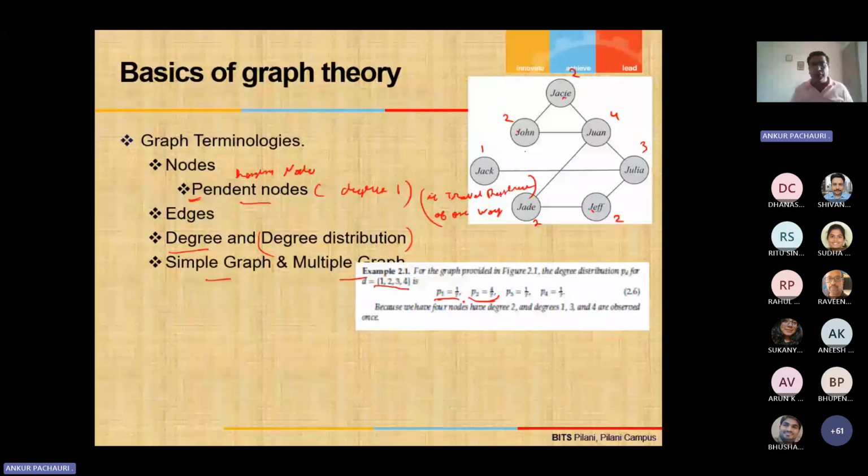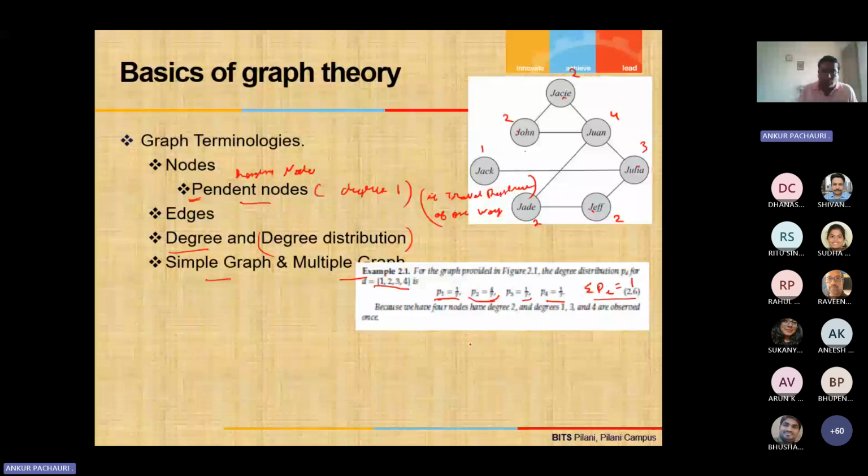Contribution of nodes with degree 3 is 1 by 7, so P3 is 1 by 7. The contribution of nodes with degree 4 is 1 out of 7, so P4 is 1 by 7. When I sum all Pi's, the sum of all Pi's equals 1, meaning the total contribution for all the degrees is 1. So 1 plus 4 is 5, plus 1 is 6, plus 1 is 7. So 7 by 7 means 1. The sum of all the contributions equals 1, so that means this is normalized. So the percentages are 1 by 7, 4 by 7, 1 by 7, 1 by 7.